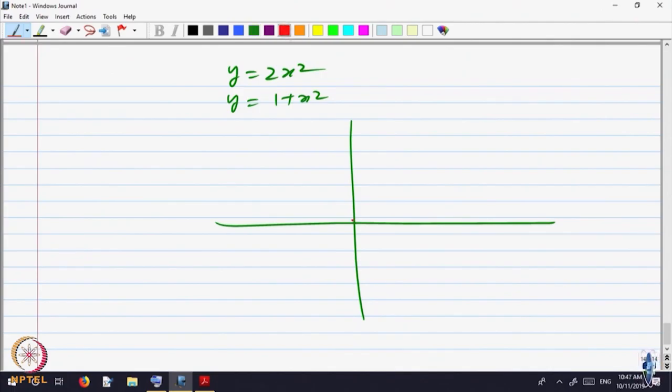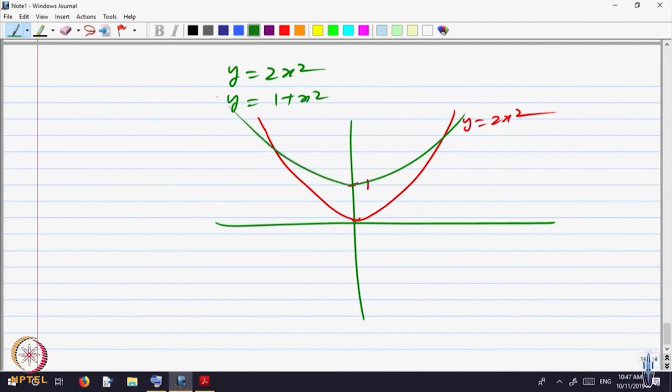Let us draw that. It will look something like this. What is y equal to 1 plus x square? It is again y equal to x square essentially, but shifted by 1. So when x is equal to 0, y is equal to 1. If I draw this parabola now, it should look like this. It should intersect the other parabola. Why? If you look at y equal to 2x square, for the same x, y is varying twice. Here y is only x square. So that is increasing at double the rate.